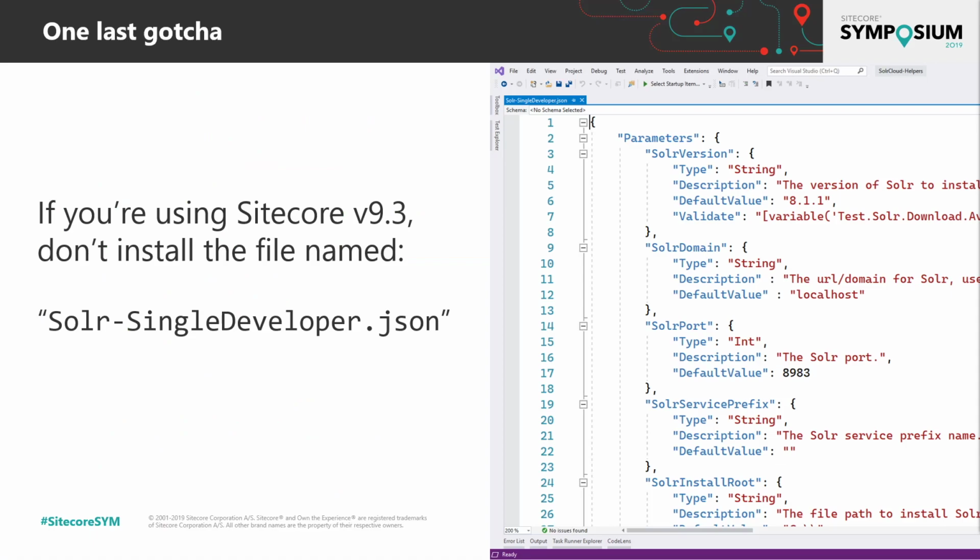One last possible gotcha. SIF for Sitecore 9.3 includes a new script for installing Solr. Don't use that, you've already set up Solr Cloud. And that's it. You now have enough information to fire up a Solr Cloud and Sitecore 9 deployment.